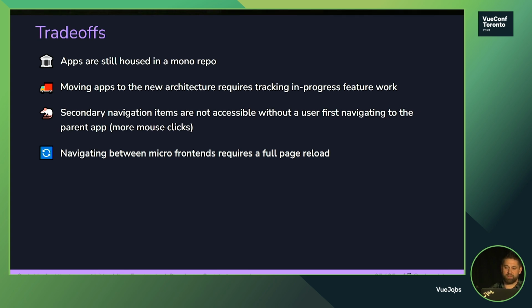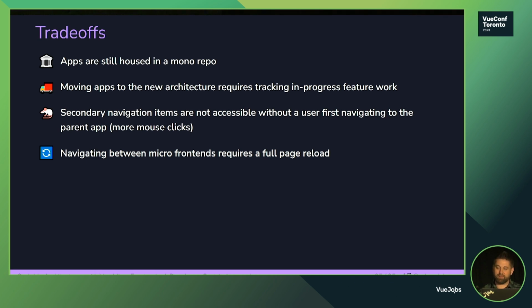Another trade-off is that the L2 navigation items are essentially not accessible without a user first navigating to the parent app. So if I'm a user and I'm on one L1 item, I can't just deep link from the sidebar to another app without first navigating to it. For right now, that's worth it because it allows each app to have full control over that sidebar, over their own navigation structure, and the other apps don't have to care. We could move this to some kind of shared config or something pulled in by an API, but we just haven't chosen to do that yet because of some other business requirements we have.